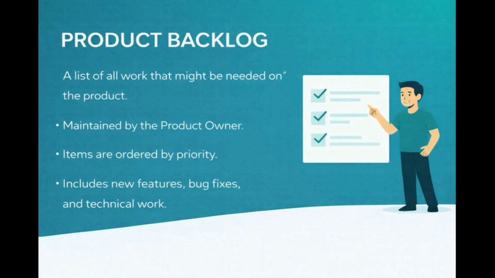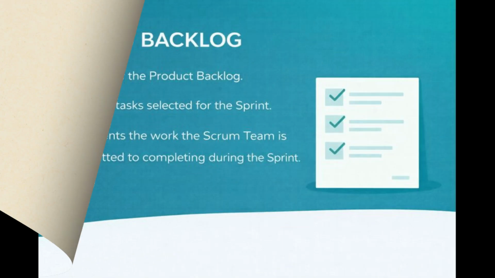Product backlog. The product backlog is an ordered list of everything that might be built. It's owned by the product owner and refined continuously. Items are prioritized based on value, risk, and learning.